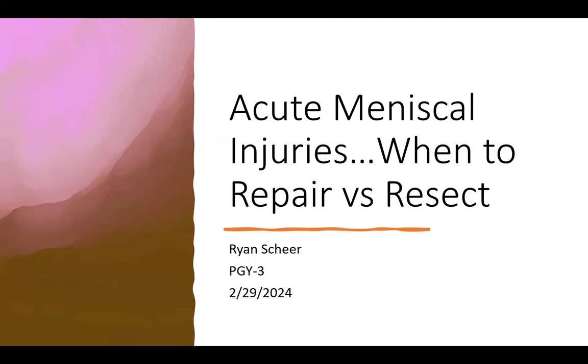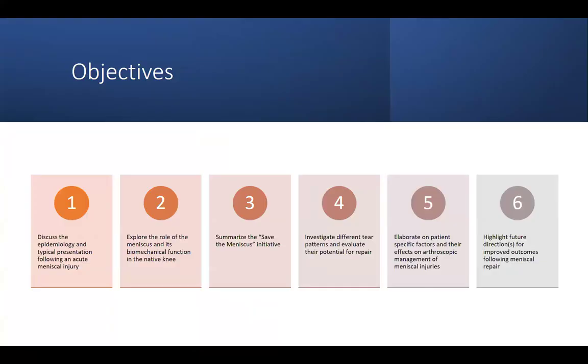Right, good morning, everybody. Today I'm going to be talking about acute meniscus injuries, what to repair versus what to resect. The objectives for today are as follows.